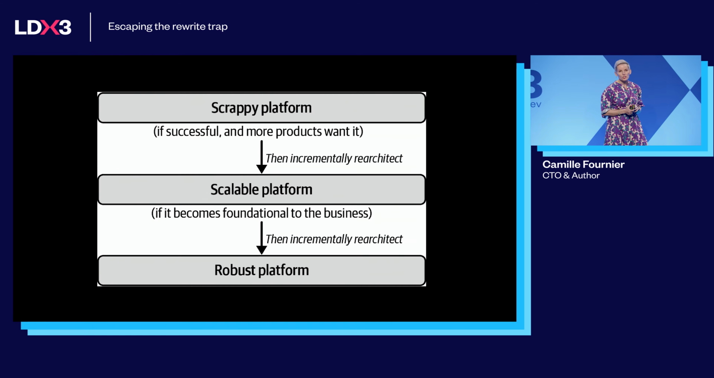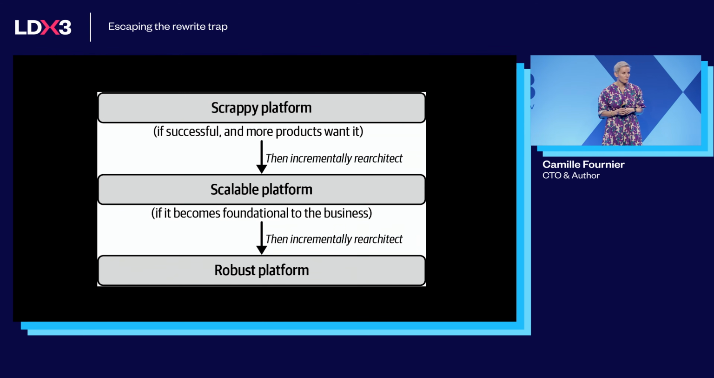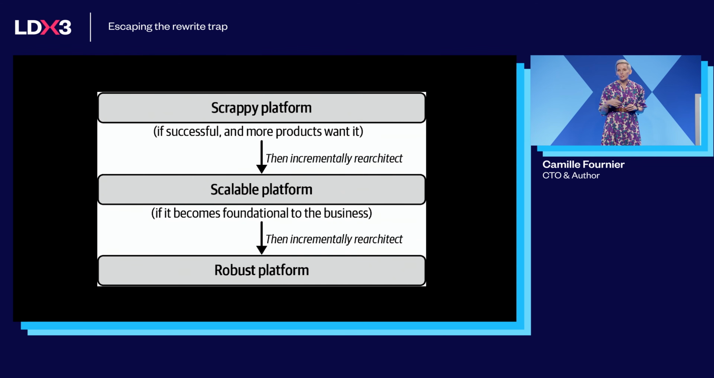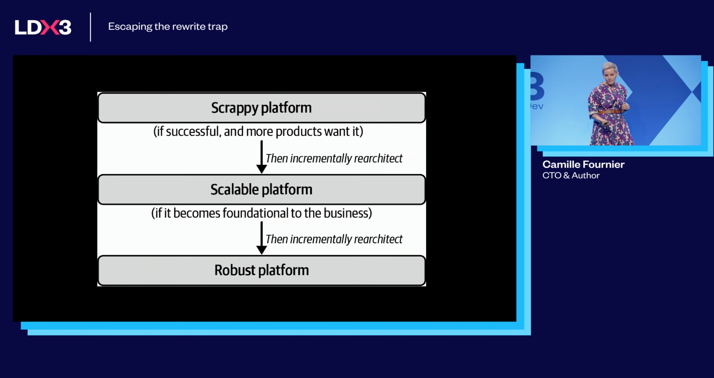So the evolution of successful platforms tends to look much more like a scrappy platform that may have even been written by pioneering application teams or product engineering teams, not platform teams, that become something more important to a wider group, that are incrementally re-architected into something scalable. And if they become really foundational, depending on the growth of your business, you may incrementally re-architect them again to become the robust platform that you need.